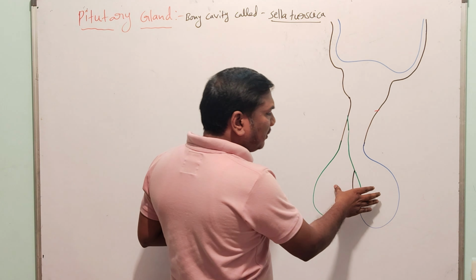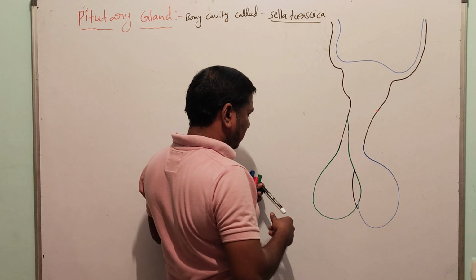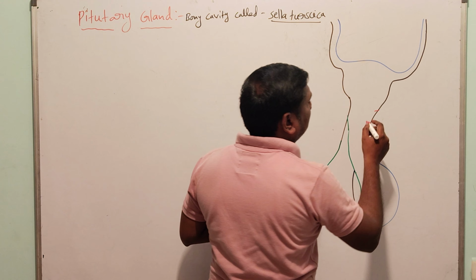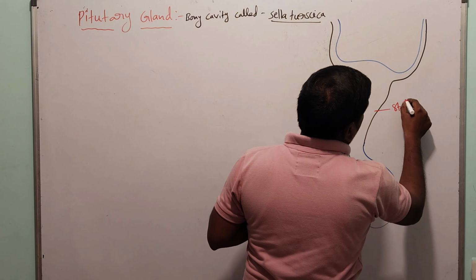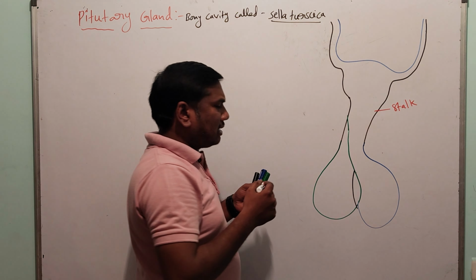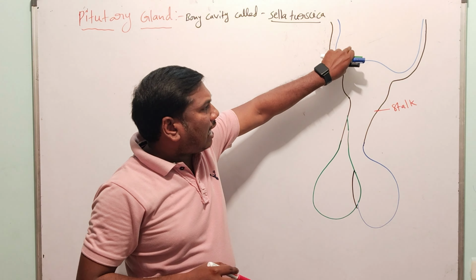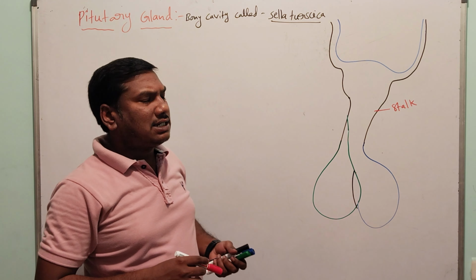Next one, this pituitary gland is attached to the hypothalamus. This attachment is called the stalk. The pituitary gland is attached to the hypothalamus. This attachment is called the stalk.